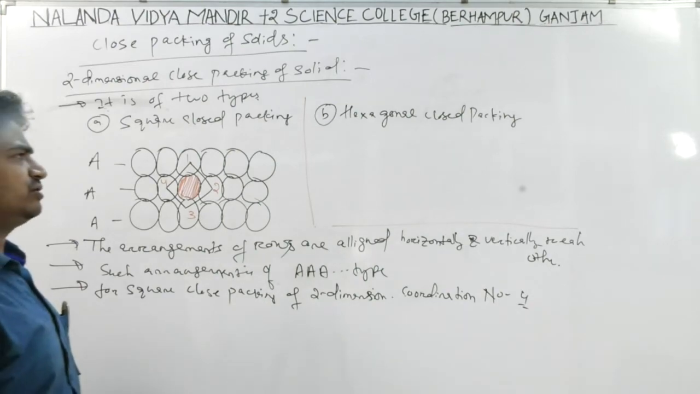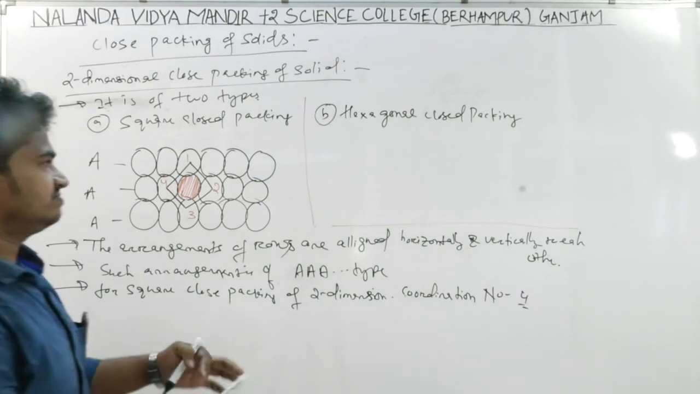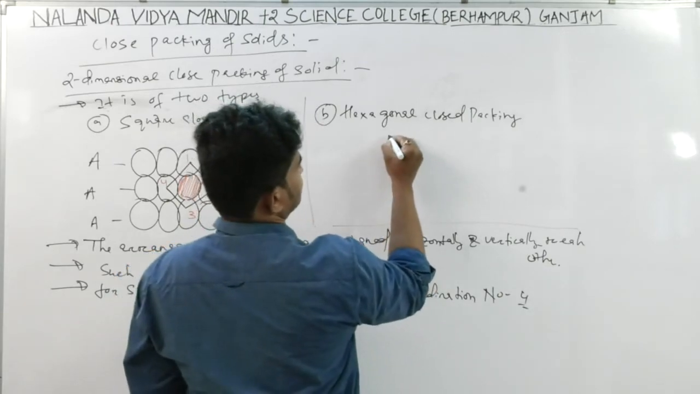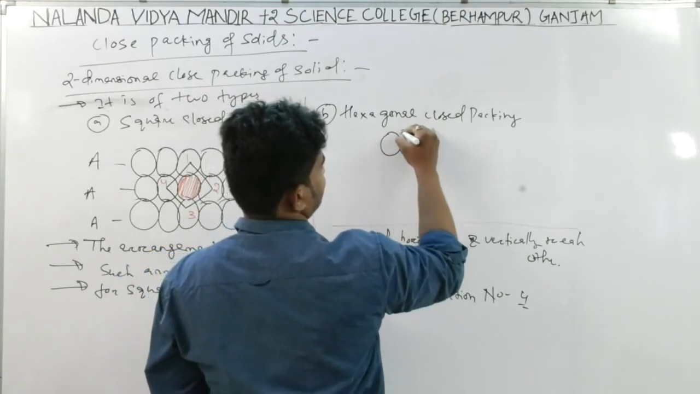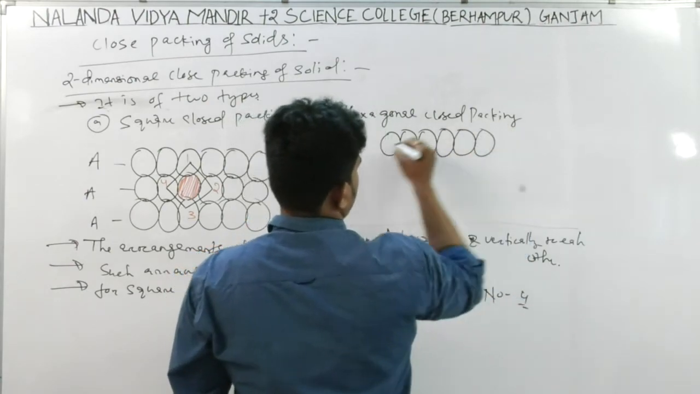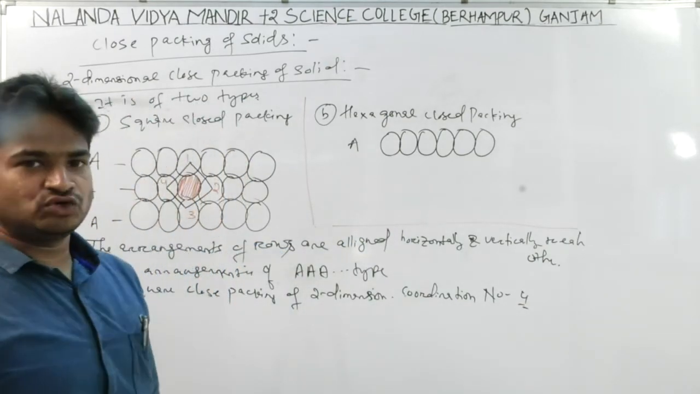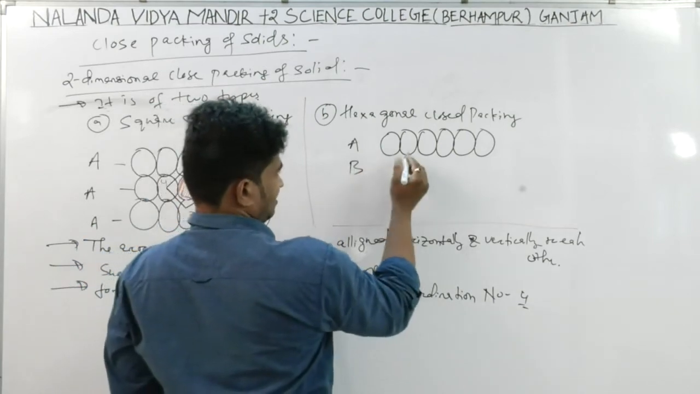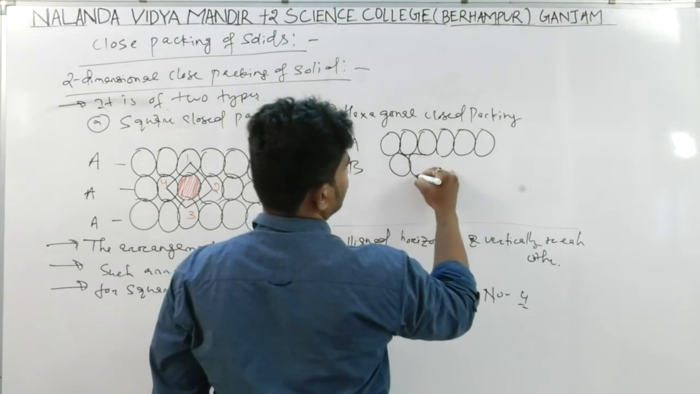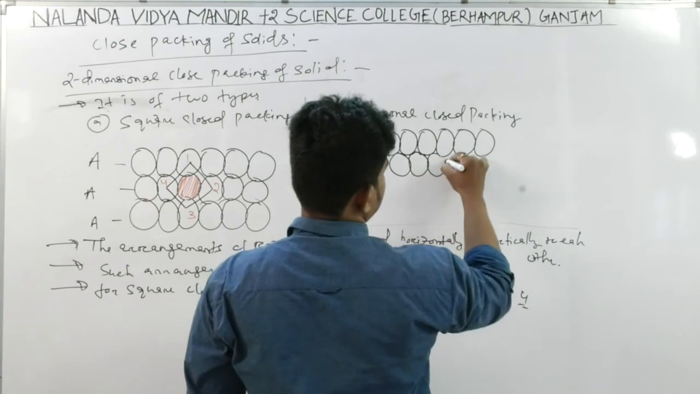Similarly, if we talk about hexagonal closed packing, then it would be like that. First, the row is like that. This is termed as A type. Okay, this is the first row, and the second row will be such that the atoms are placed in the depression of the first row.